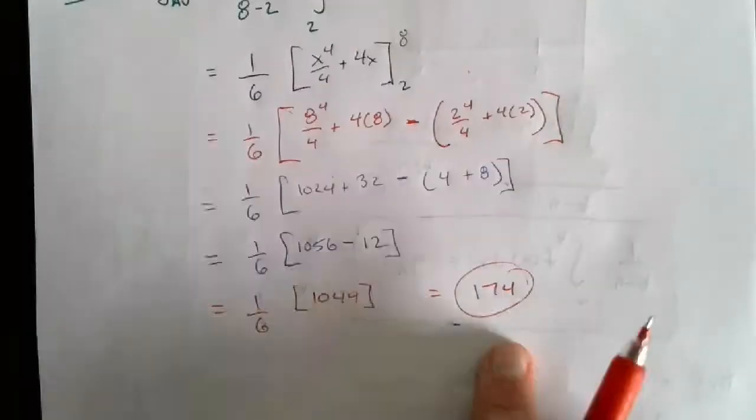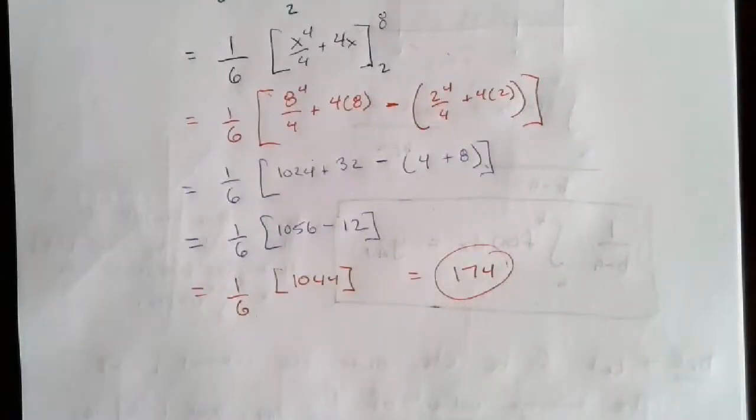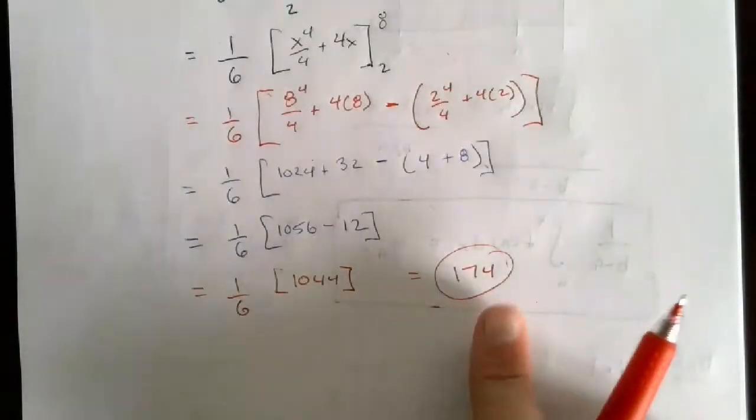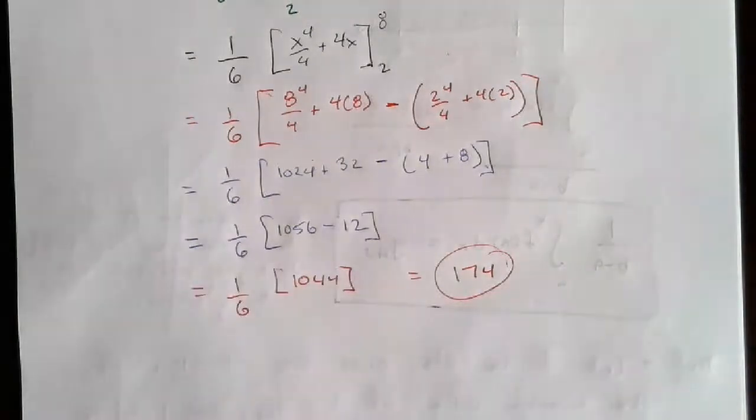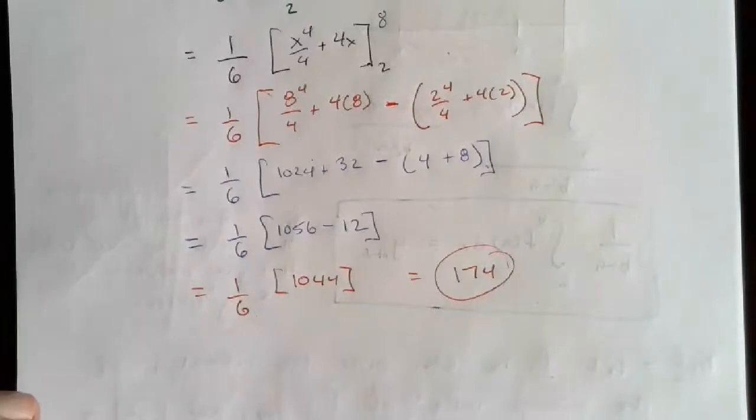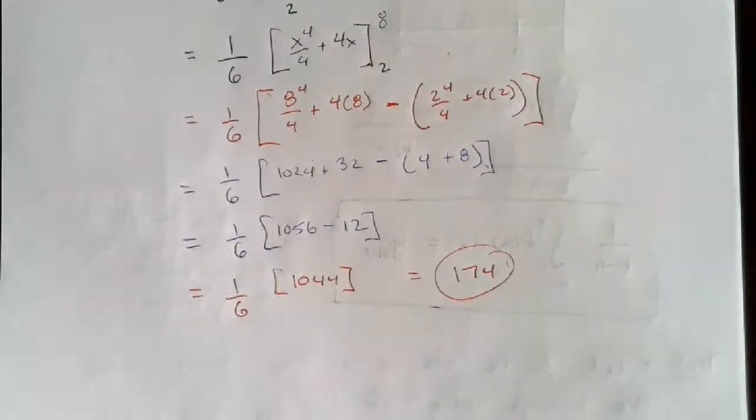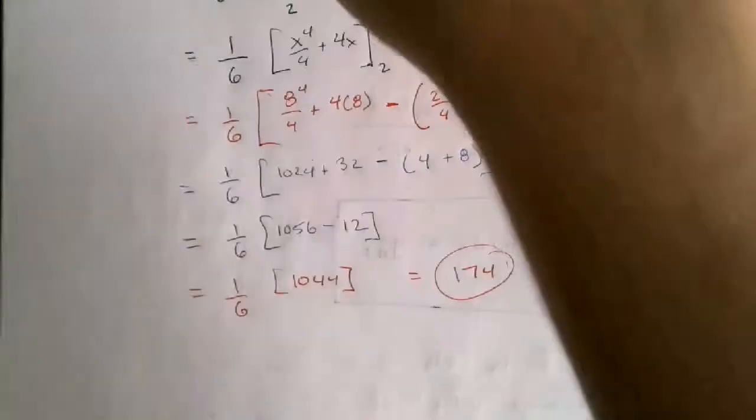So we get 174. Don't put square units on there or anything like that. This is the units of y, right? It's the height. So 174 is the average value for y equals x cubed plus 4 over the interval from 2 to 8, right? It's the average. Another way of looking at it is like the height of the function.